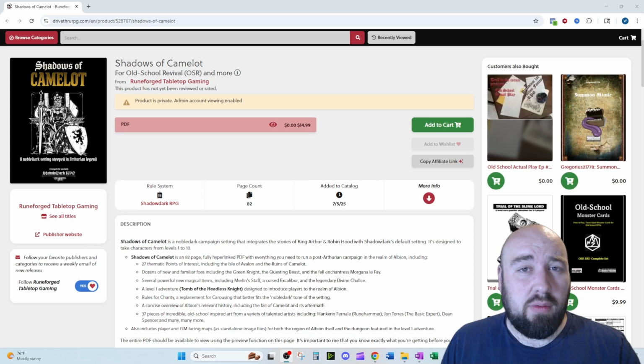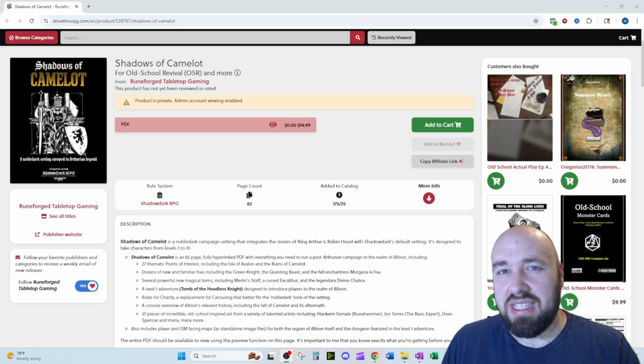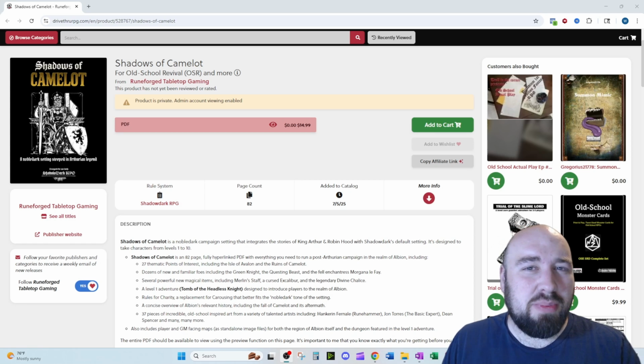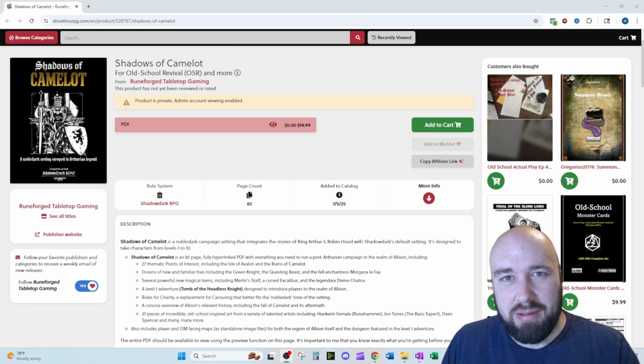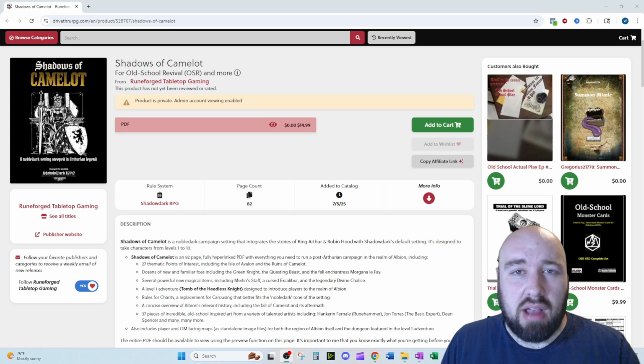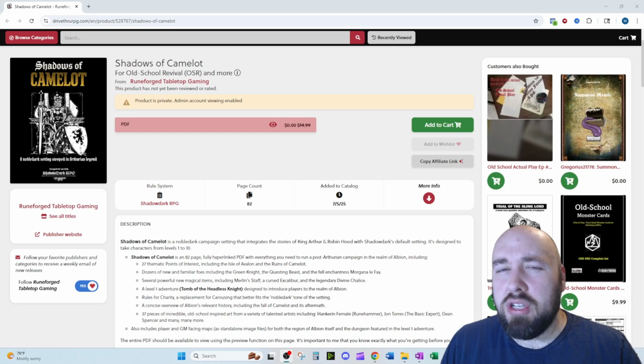There's also a level 1 adventure called Tomb of the Headless Knight, which is designed to introduce players to the setting of Albion. There are also rules for charity, which act as a replacement for the carousing system, and attempt to essentially reflavor those rules to be more friendly to the more noble dark setting that is present in Shadows of Camelot. There's also a relatively concise overview of the most relevant bits of Albion's history, including the fall of Camelot and what happened in its aftermath.